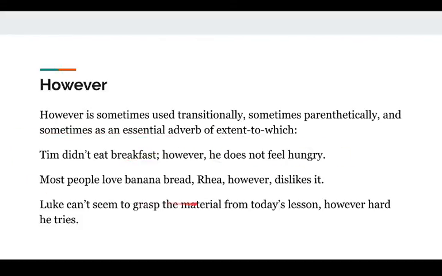Here we can use however, but not as a transitional adverb. And I know that right from the get-go because there is no semicolon before it, even though it's sandwiched between commas. It's not sandwiched between a semicolon and a comma. So most people love banana bread. Ria, however, dislikes it. And then lastly, Luke can't seem to grasp the material from today's lesson, however hard he tries.